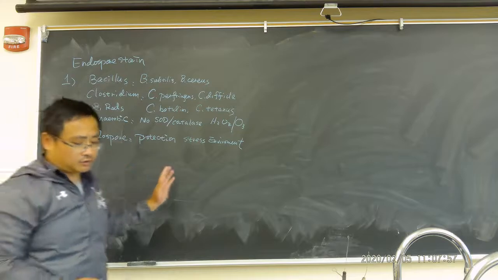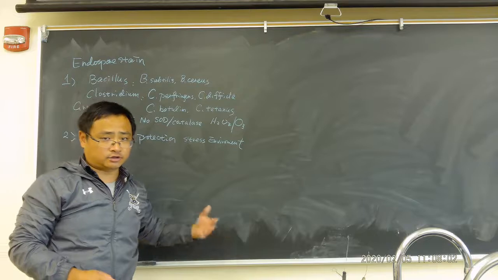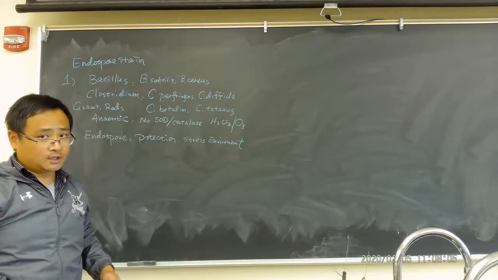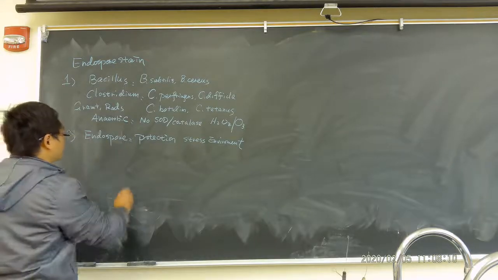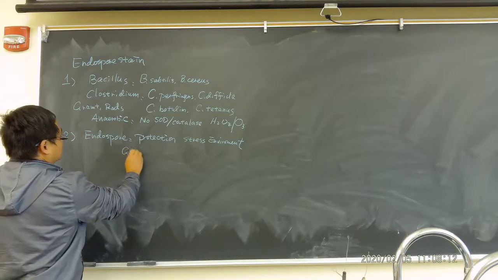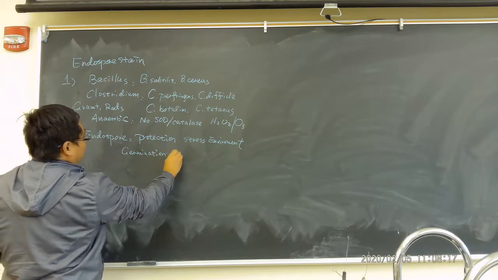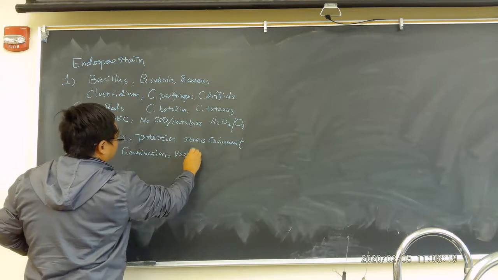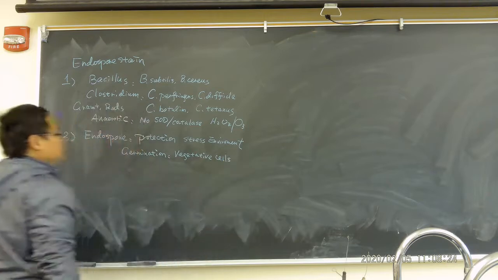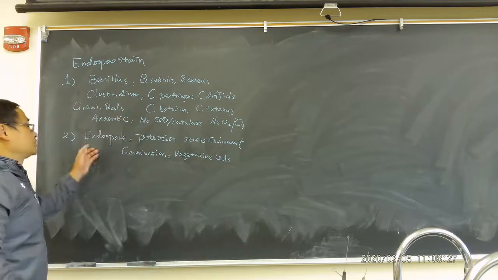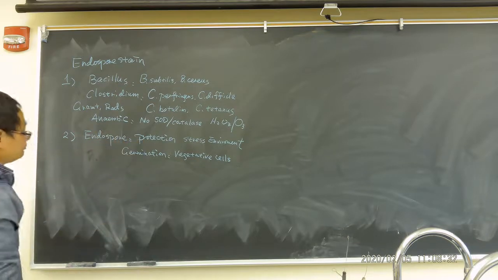Here is something we also want to mention. If the mother cell has an endospore, it does not mean the daughter cell will naturally have an endospore. Because if they are not in a stress environment, the endospore will undergo germination. It will become just a vegetative cell, which means a normal growing cell that will not form an endospore. Sporulation will generate endospores in a stress environment.